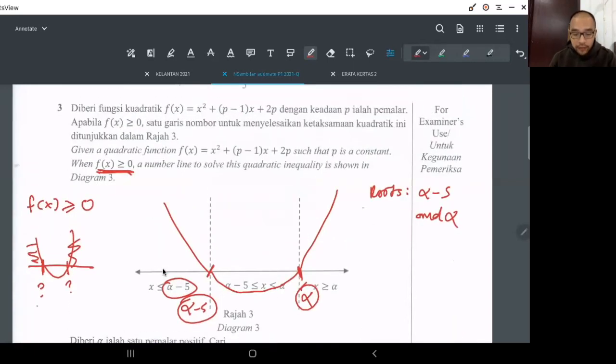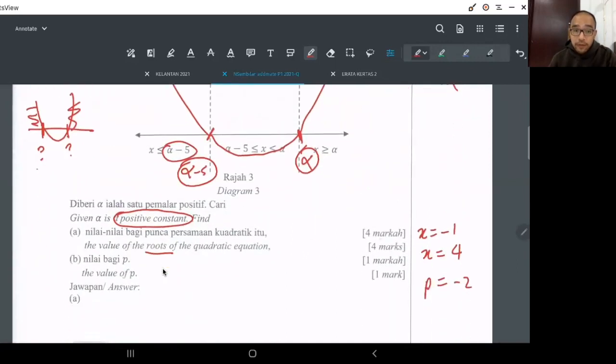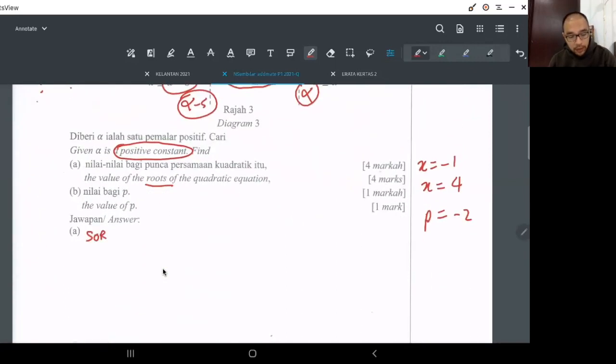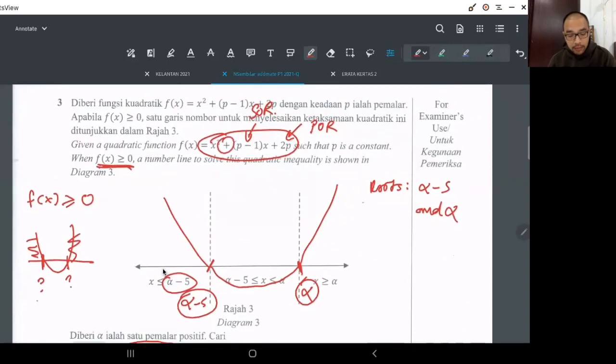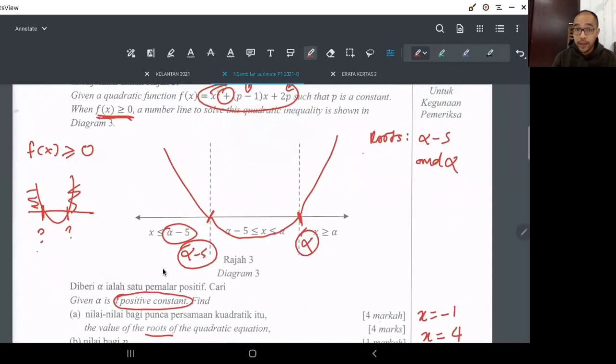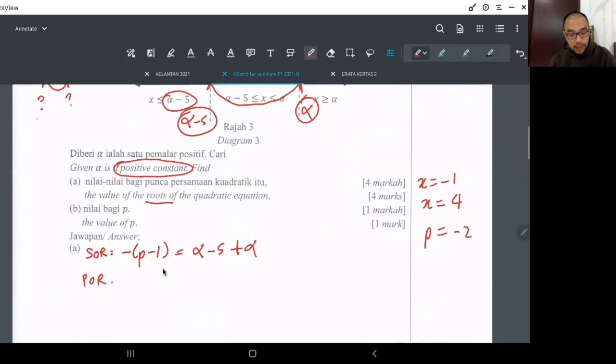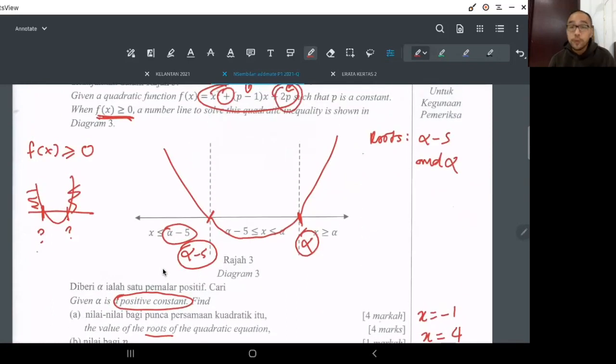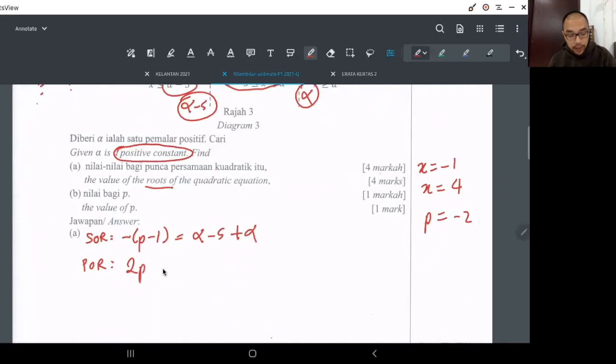And we are already given this, where this is the sum of the roots and this is the product of the roots. So the sum of the roots, I have to change this symbol, is negative p minus 1 equals alpha minus 5 plus alpha, because the two roots are alpha minus 5 and alpha. And the product of roots is this one, 2p. And so 2p equals alpha minus 5 times alpha.